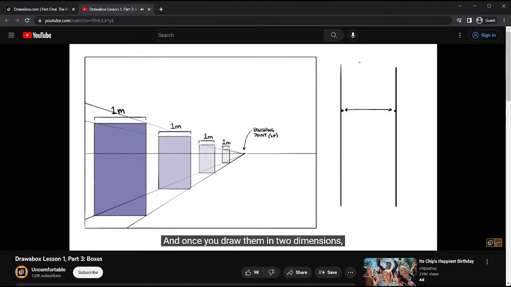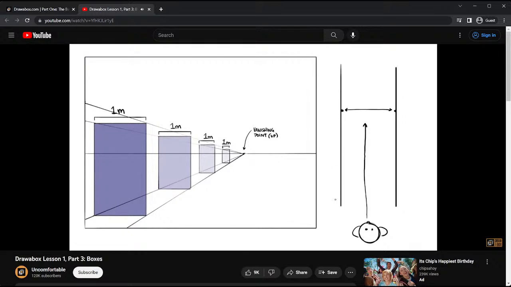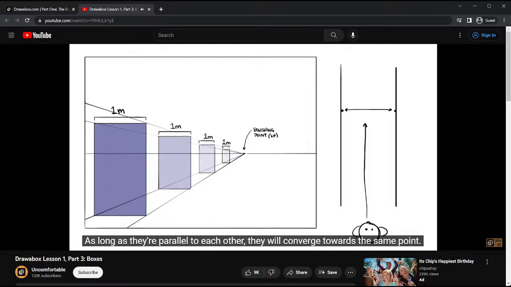And once you draw them in 2 dimensions, this distance, as you get farther and farther, let's say the viewer is over here, that's you, and as it gets farther and farther away from you, this distance gets smaller and smaller and smaller until it comes to a single point, it collapses. And so therefore, these lines, these parallel lines, also converge towards that single point. No matter how many parallel lines you have, they are always going to converge. As long as they're parallel to each other, they will converge towards the same point.